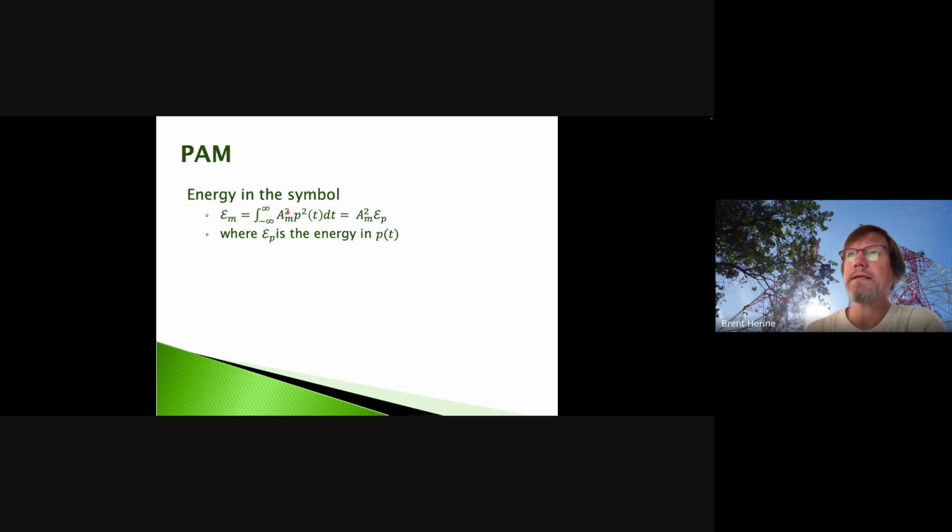And then this is a coefficient. Even though it changes from symbol to symbol, it's not a function of t. So we can treat that as a constant and bring it outside that integral. So this E sub p is that energy in p of t. So we just integrate that, and oops.